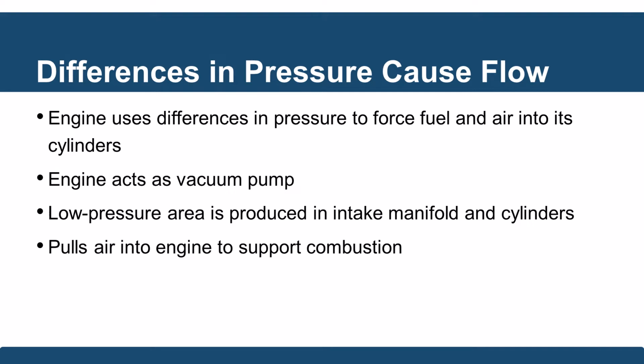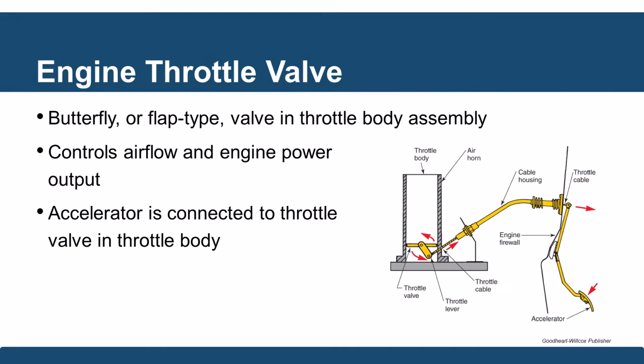And this low pressure area is produced in the intake manifold. So always think, when we're using a vacuum gauge, we're usually hooked up to something around the intake manifold area. And that's what pulls air into the engine to support combustion.